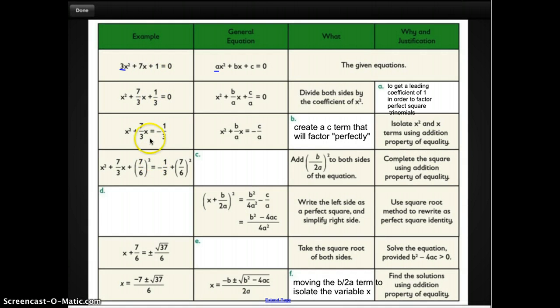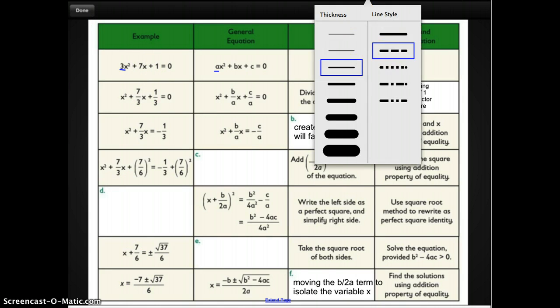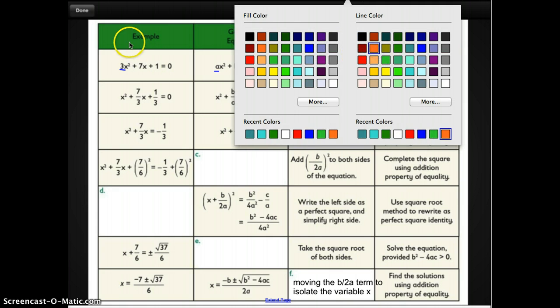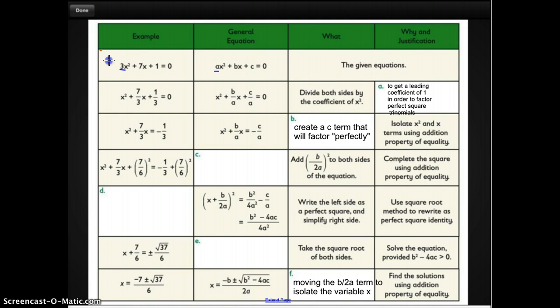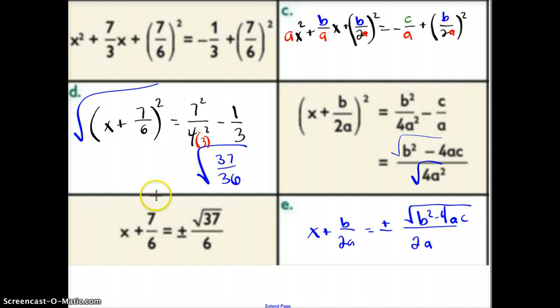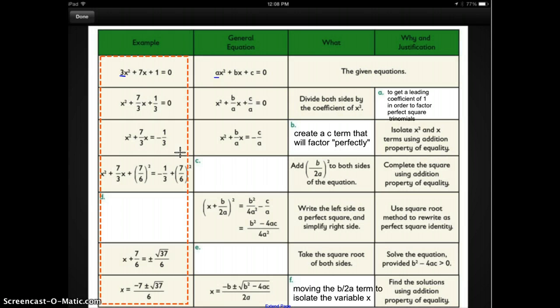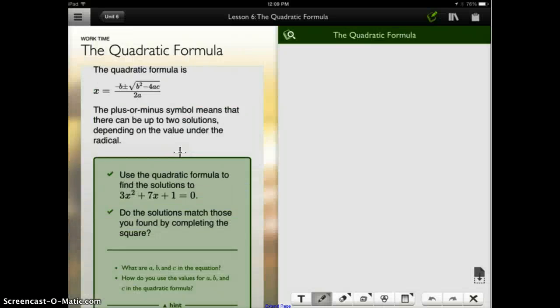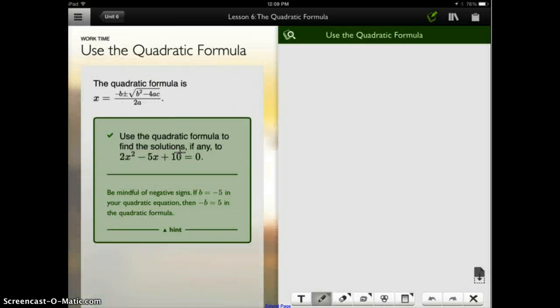I'm going to skip slide 4, because this section right here is slide 4. This whole section is slide 4. We filled in that last portion, this box, on this page over here. So you've done slide 4. Let's move on to slide 5, which is use the quadratic formula for this question.